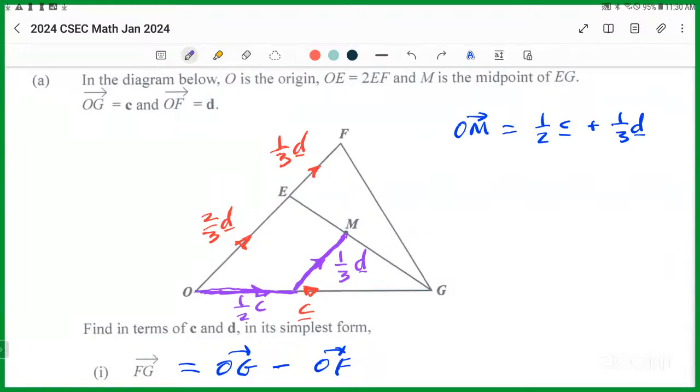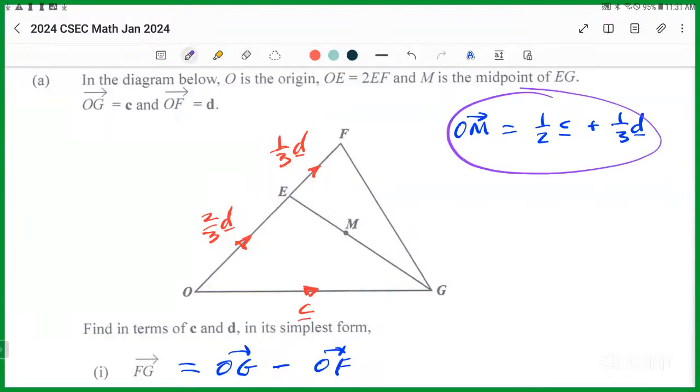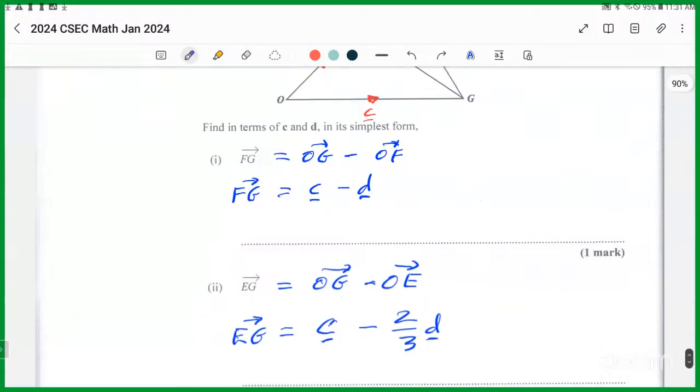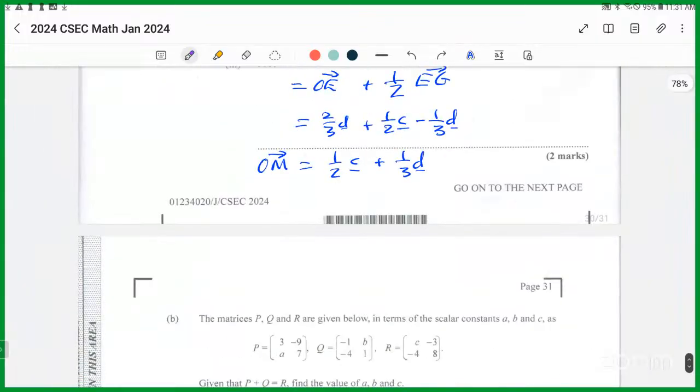So that's how you can check your answer, guys. Just look if the answer makes sense. Looking at O to M, you want half C plus a 1/3 D. You would take it from O to M, and it does in this diagram. And so that is how I know that the answer is correct. I can trust this answer for OM. Makes sense. I think that's the end of this question.